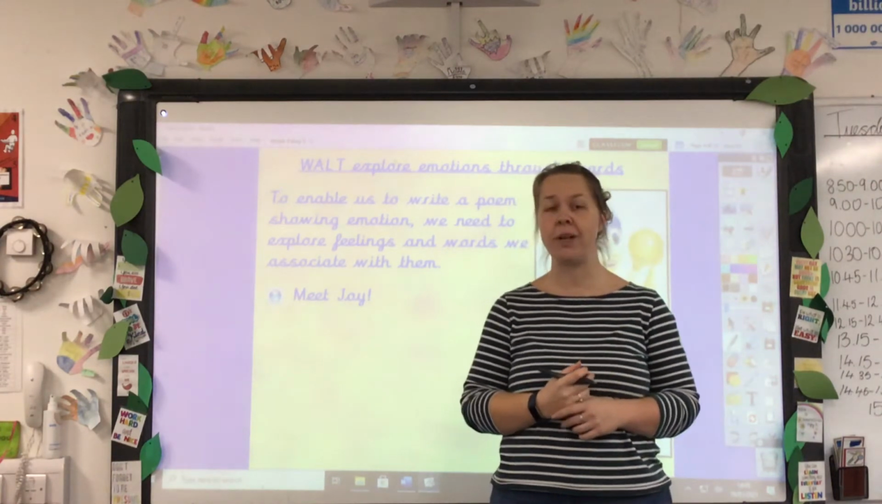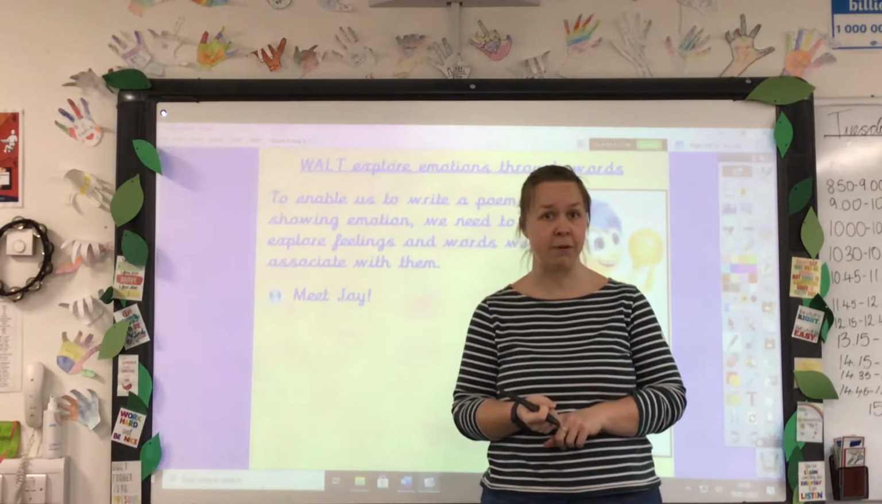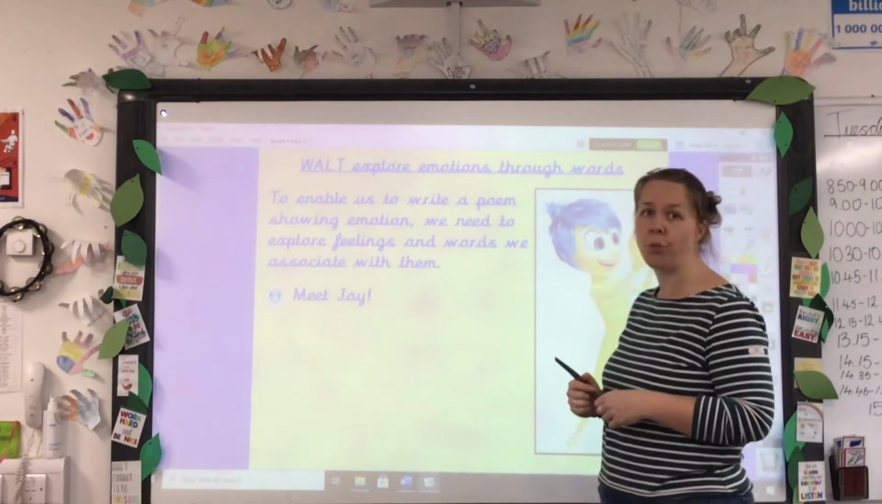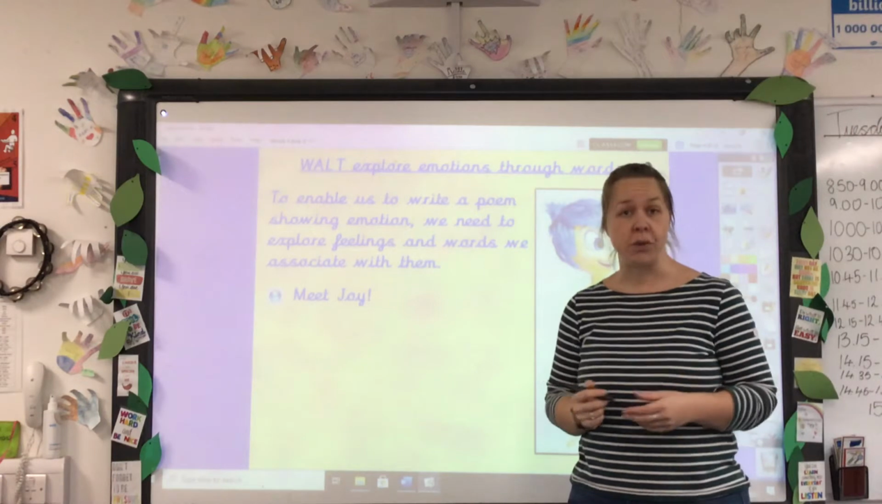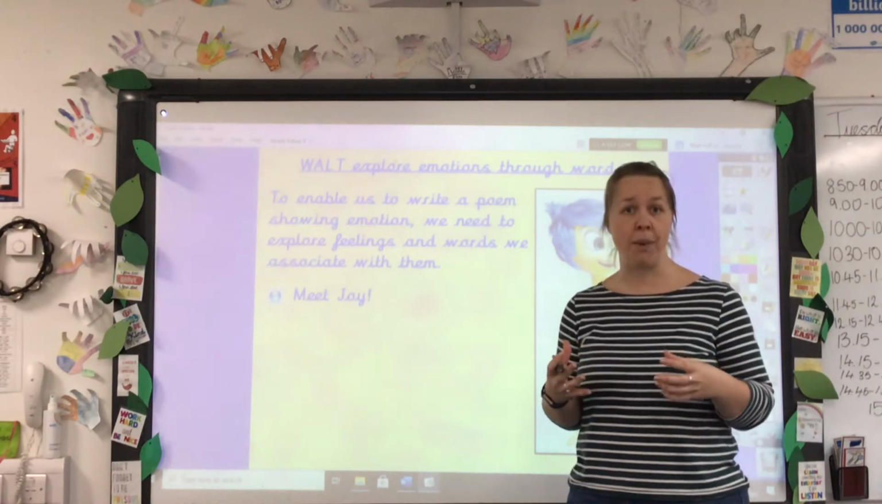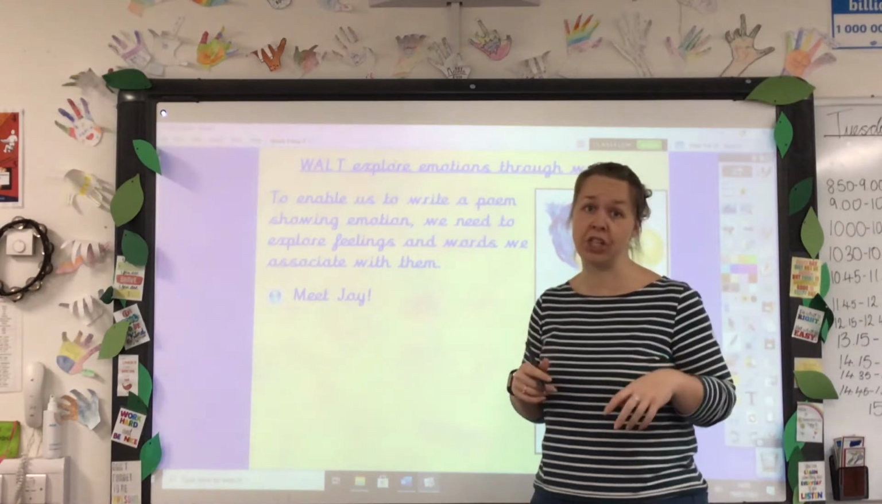So in lesson 1 we looked at year 4 techniques for poetry, lesson 2 we looked at year 5 techniques for poetry, and today we're learning to explore emotions through words. Remember we need to think about our word choices. They need to be really specific because we don't use that many words in our poems. So we need to make clear choices as to what words we're going to use.